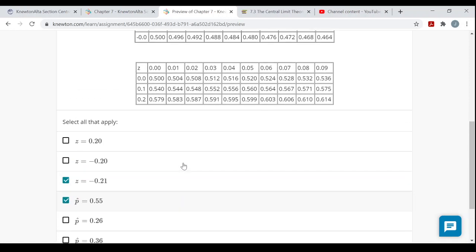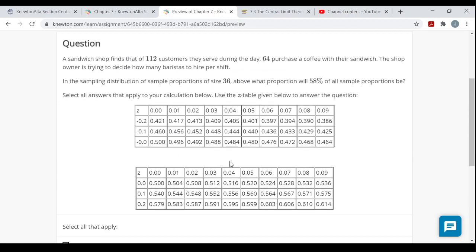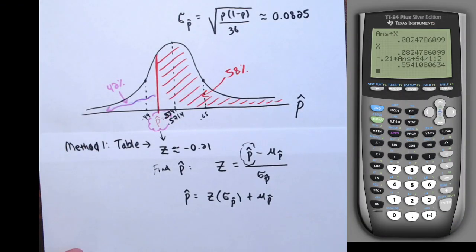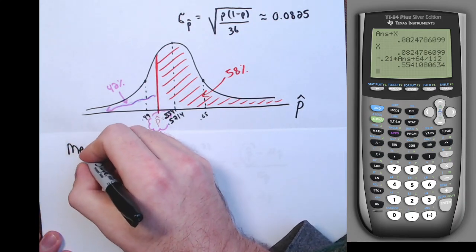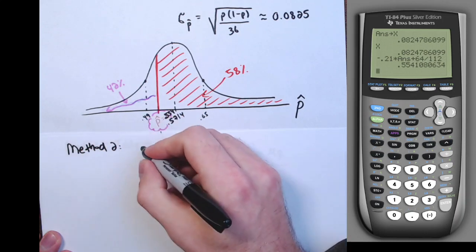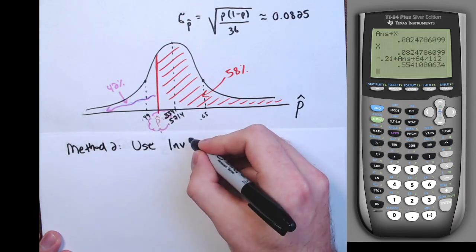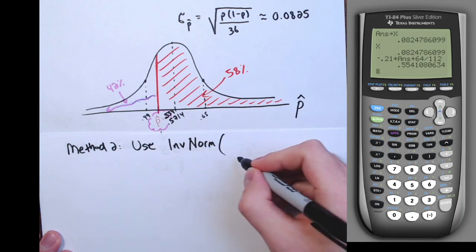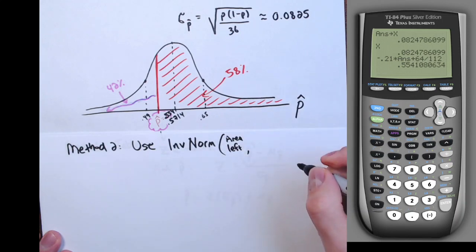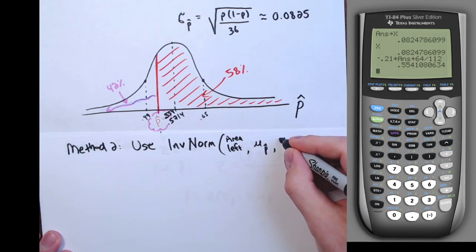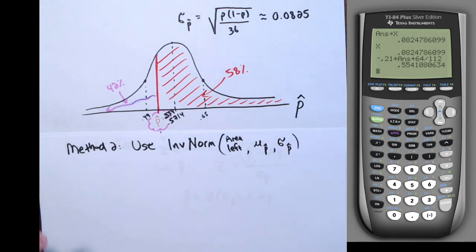Now, that was one way to do it, right? Using the tables. The other way would be using a calculator. Now, if you recall, when you're given an area under a normal curve and you want a particular value on the number line, that was using the inverse norm. Right, so method 2, remember the inverse norm on your calculator, where you enter the area to the left first, and then the mean of the p hats, then the standard deviation of the p hats.